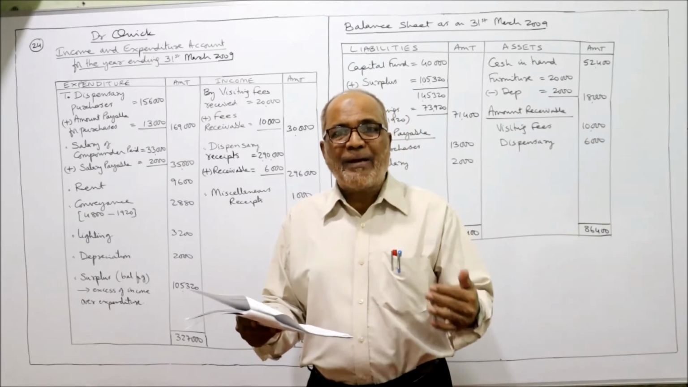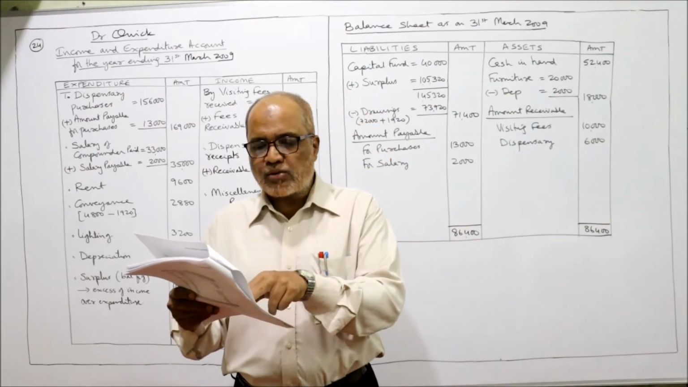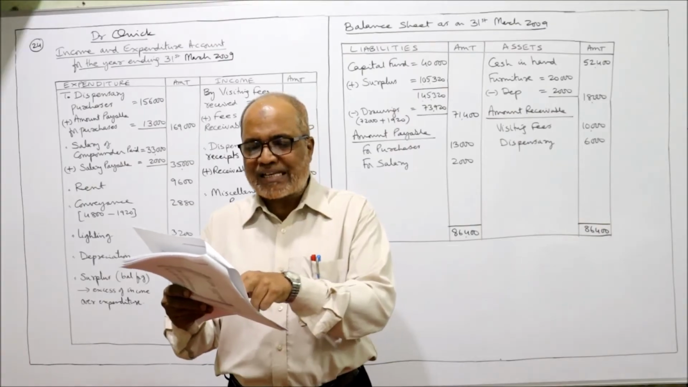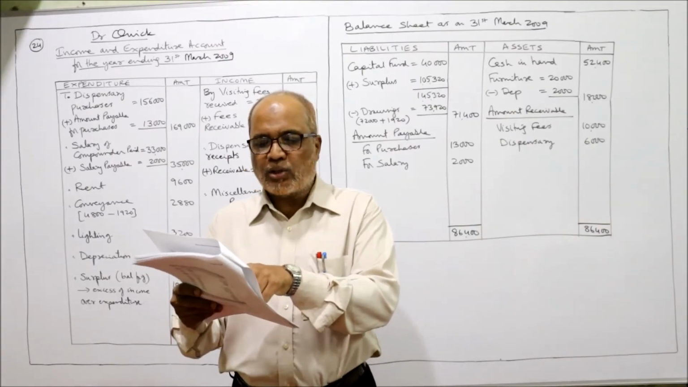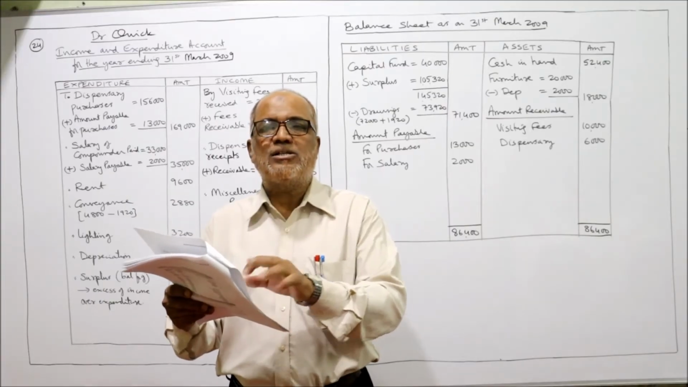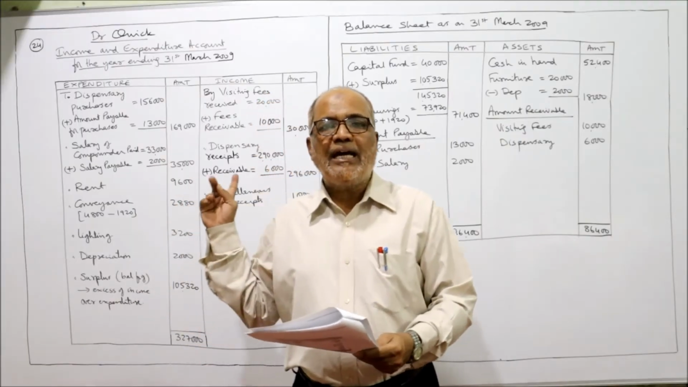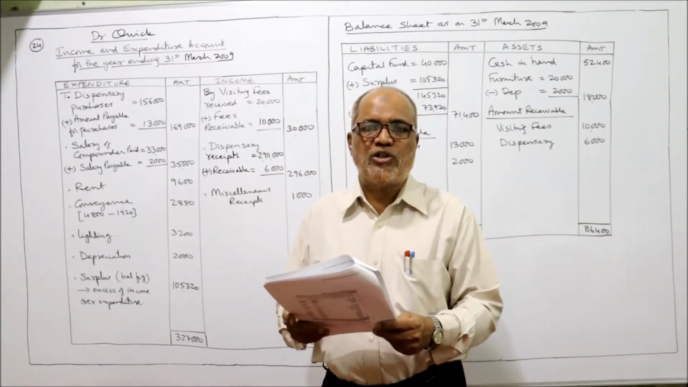So capital at the beginning of the year is 40,000. Now visiting fees 20,000, dispensary 2,90,000, miscellaneous receipts 1,000. So these are the receipts. Visiting fee, dispensary receipts and miscellaneous receipts are all revenue receipts. All will come on the income side of the income and expenditure account.